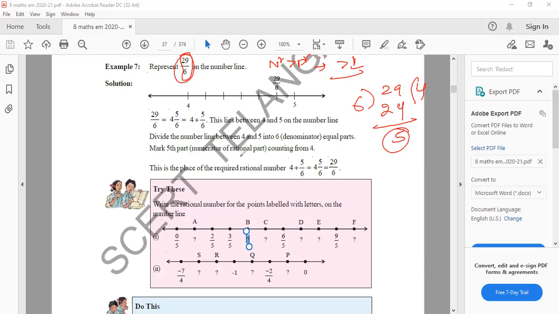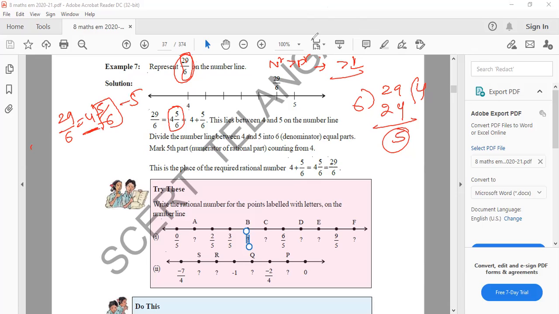So this fraction we make into a mixed fraction: 4 5 by 6. Am I clear? 29 by 6 you can write as 4 5 by 6. 4 5 by 6 means the number 29 by 6 comes on the number line after 4, in between 4 and 5. Clear now? After 4 it will come.